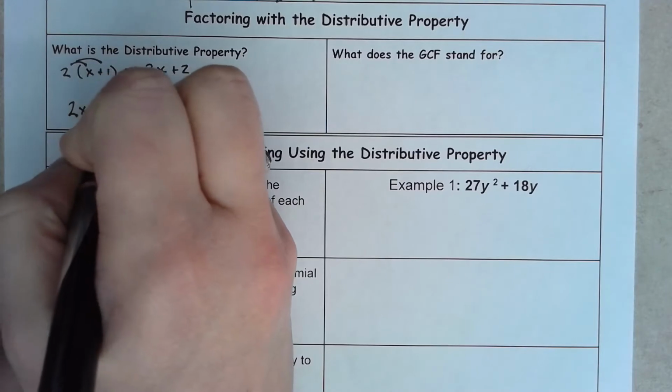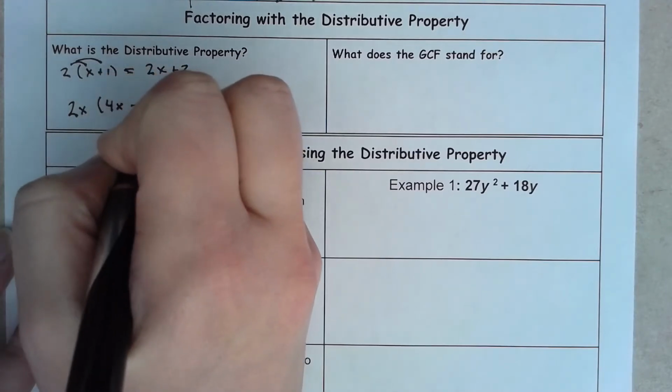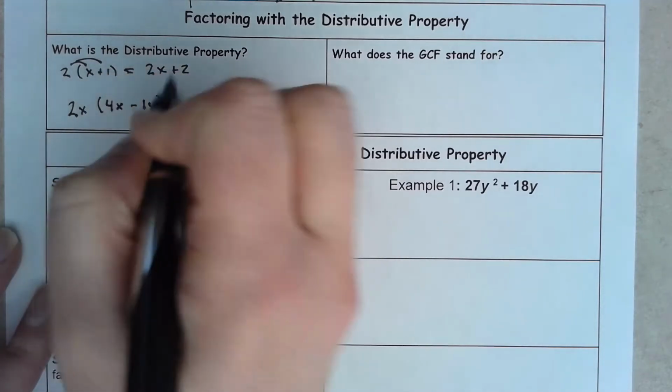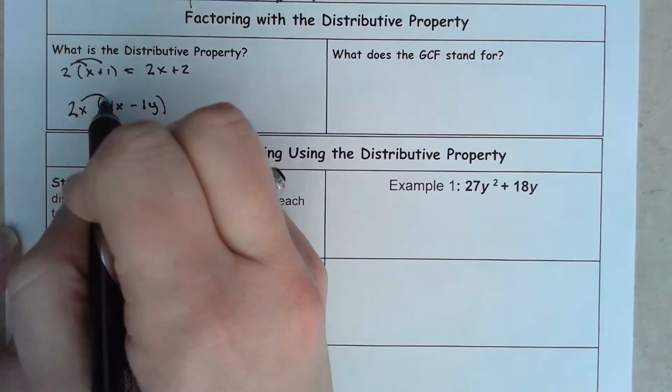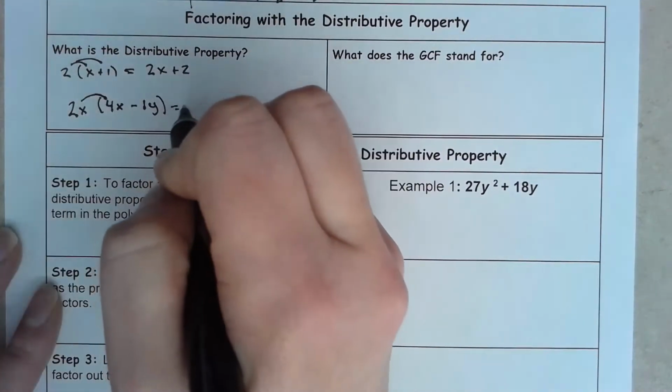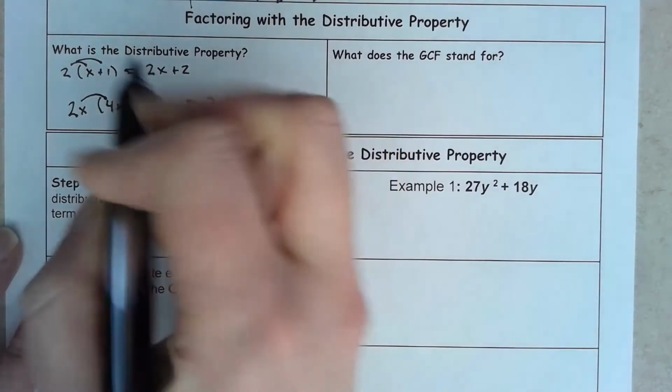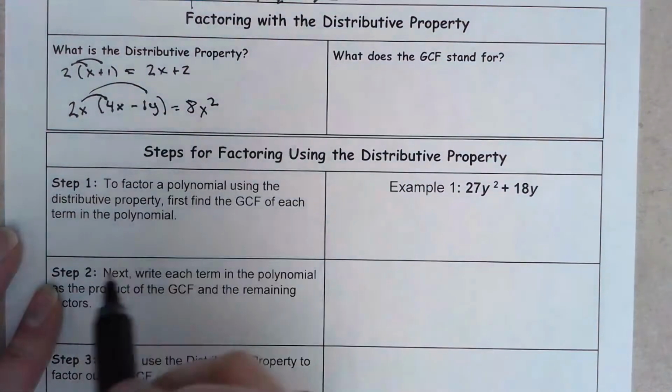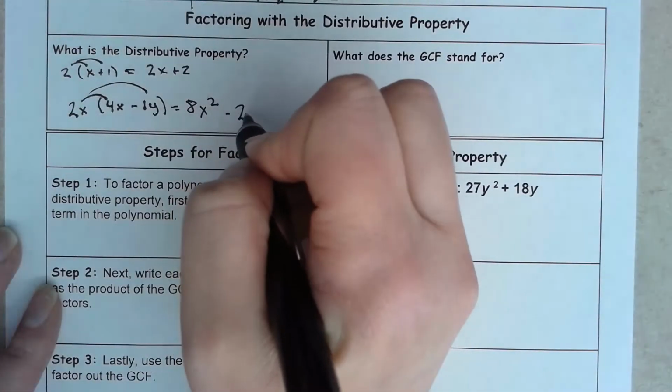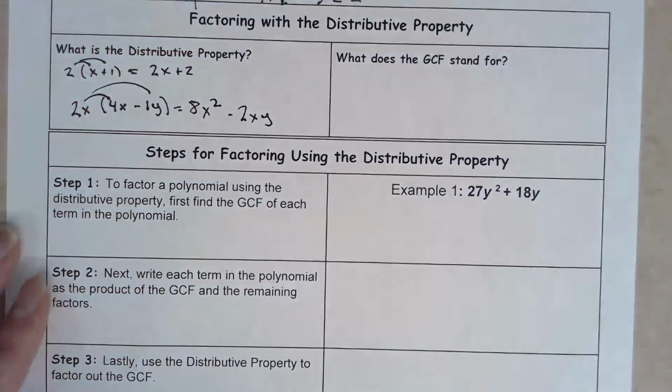Another example of a distributive property could be if I had 2x times (4x minus 1y). Again, we're taking 2x times 4x is 8x squared. 2x times negative 1y is negative 2xy.